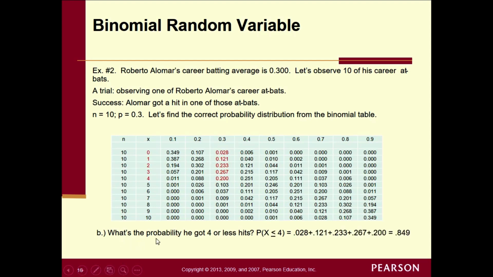Go to the next one. B, I'm still down here. What's the probability he got 4 or fewer hits? The probability that x is less than or equal to 4.